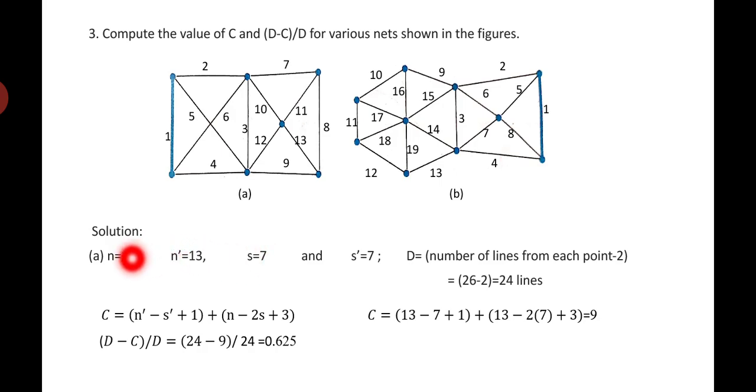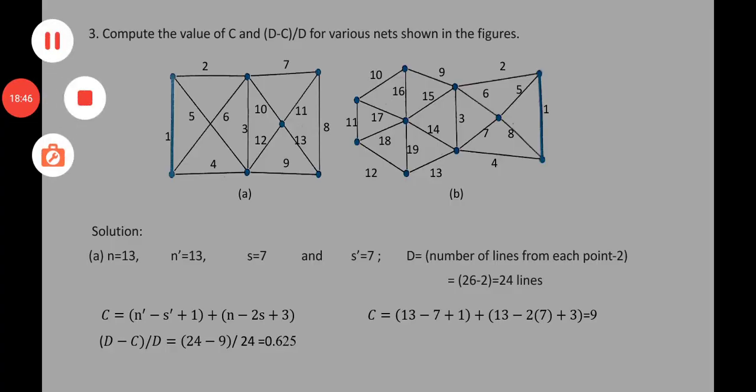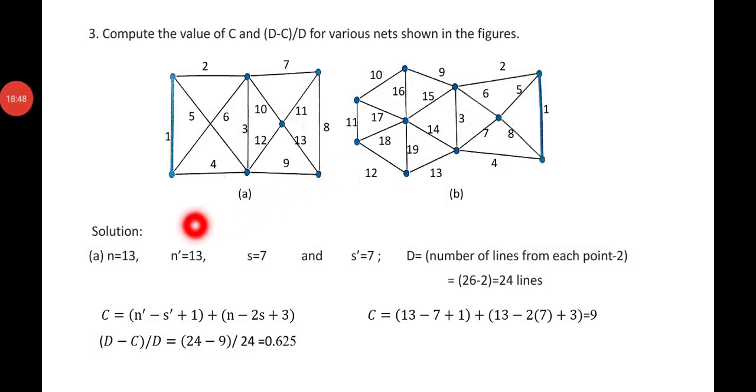If you take figure A, about n dash, how many are there? If you count, 1 2, 3 4 5 6, then 7 8 9 10 11 12 13, right? So 13 sides are there. So n is 13, and n dash is the same number of sides, the total number of lines observed in both directions. In all the directions, you can observe from this side also and from this side also. Such kind of lines you are supposed to take.